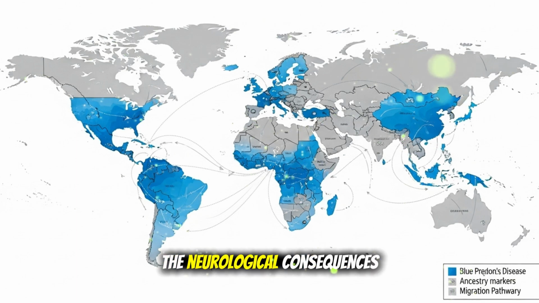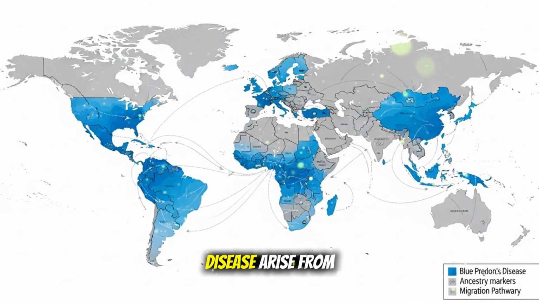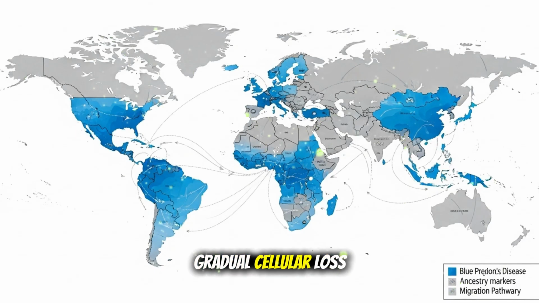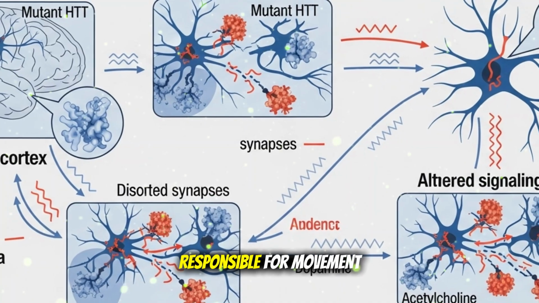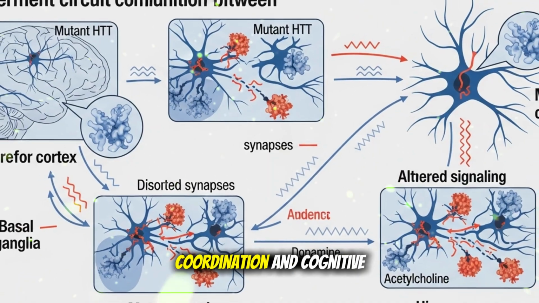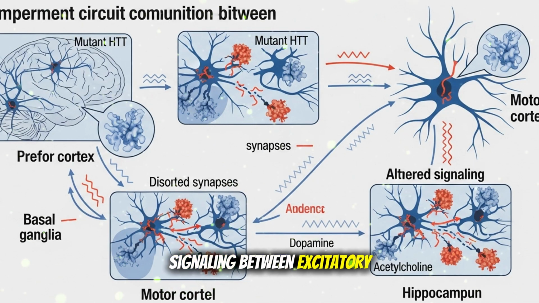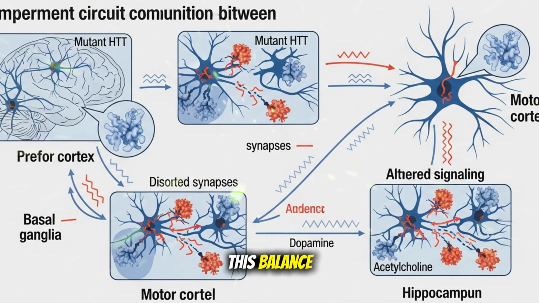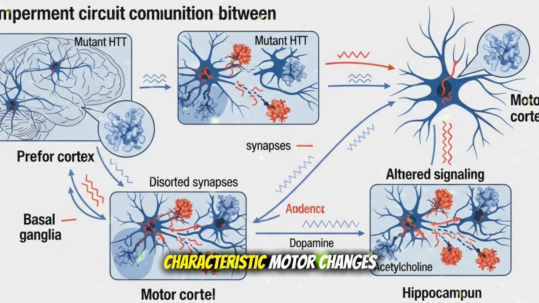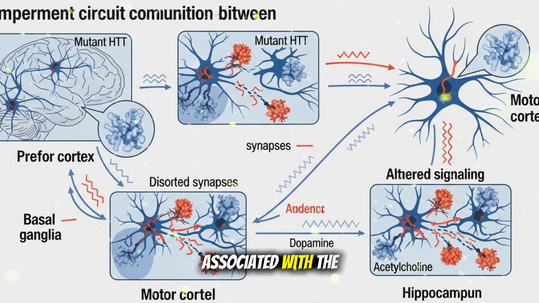The neurological consequences of Huntington's disease arise from gradual cellular loss within brain regions responsible for movement, coordination, and cognitive regulation. The basal ganglia, particularly the caudate nucleus and putamen, show the earliest and most consistent vulnerability. These structures depend on balanced signaling between excitatory and inhibitory pathways, and disruptions in this balance contribute to the characteristic motor changes associated with the condition.